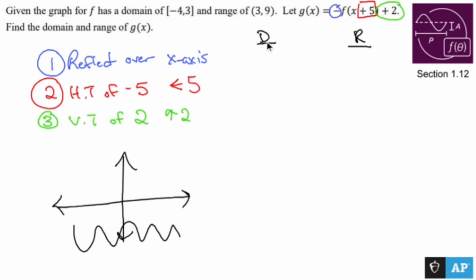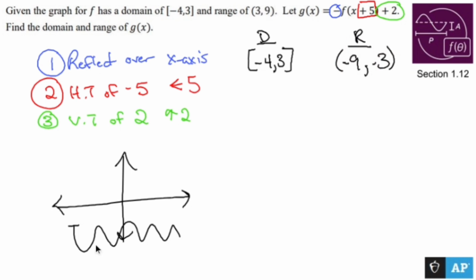Now, how did that affect my domain? It didn't. So my domain, as of now, stays exactly the same. So my domain is still -4, 3. How did that affect my range? Well, if I flipped it upside down, then 3 becomes -3 and 9 becomes -9. So now my range is -9 to -3. I'm not going to write out -3 to -9, although the temptation is there. It's just backwards if I do that.